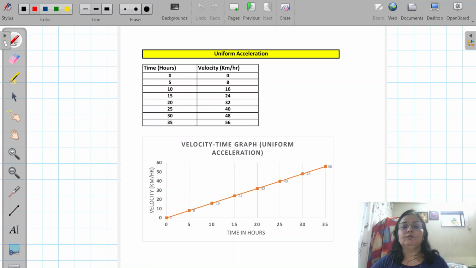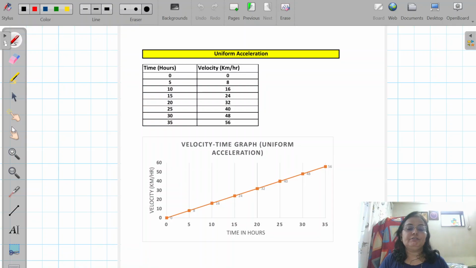Now we are going to define what is uniform acceleration. Suppose an object is moving with a changing velocity which is 8 km per hour at 5 hours, then 16, then 24, then 32. So with every change in 5 hours, the velocity changes by 8 km per hour. So there is a change in velocity, but this change in velocity is constant.